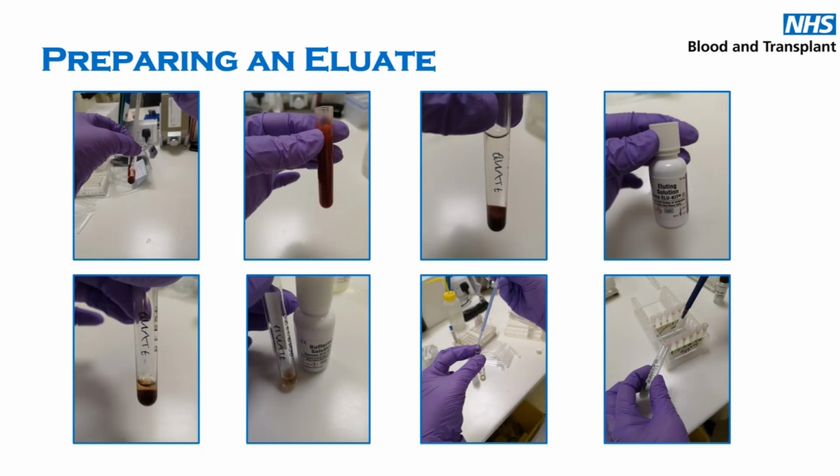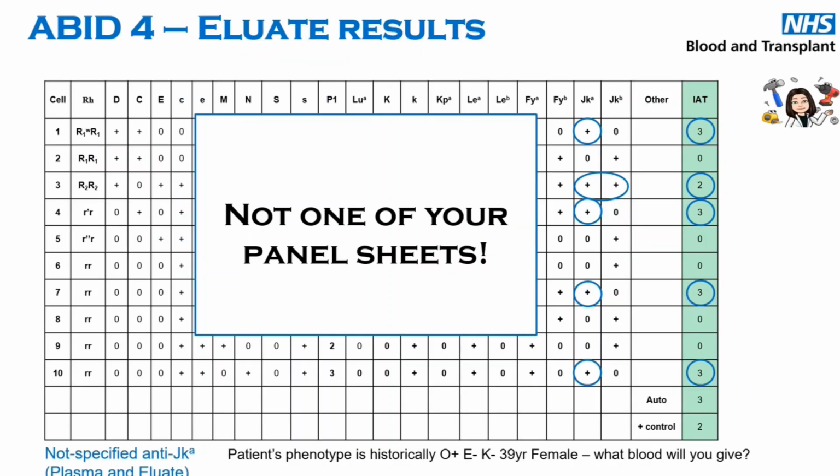You take that bit of solution, and because it's acidic, if you put it straight into your red cells to perform an antibody ID, it would just lyse the cells, so you've got to add some buffer, which is blue. So once it all goes nice and blue, you just treat it like plasma and do an antibody ID. So this is what I've done here.